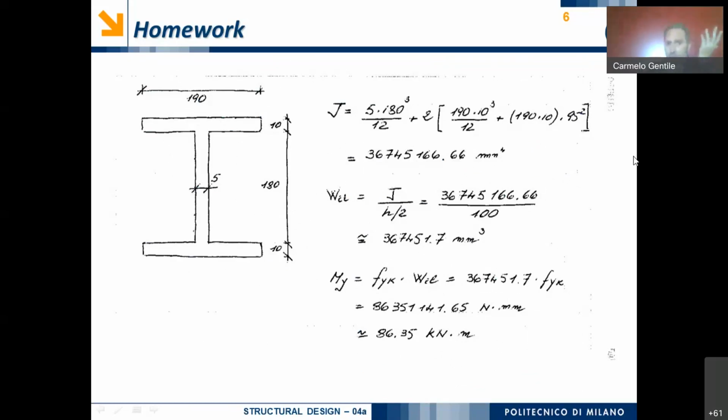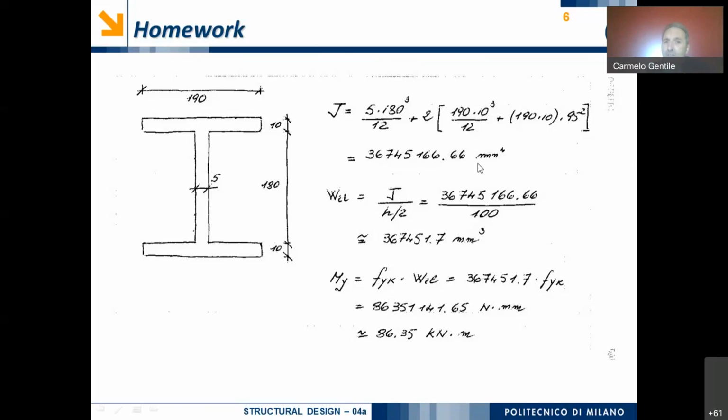The first question, the case of the cross section. In this case I have assumed the value of alpha equal to 1, so the width of the upper flange is 190 millimeters. In order to evaluate the moment at first yielding, since we know the yielding stress, which is equal to 235 Newton per square millimeter, okay?